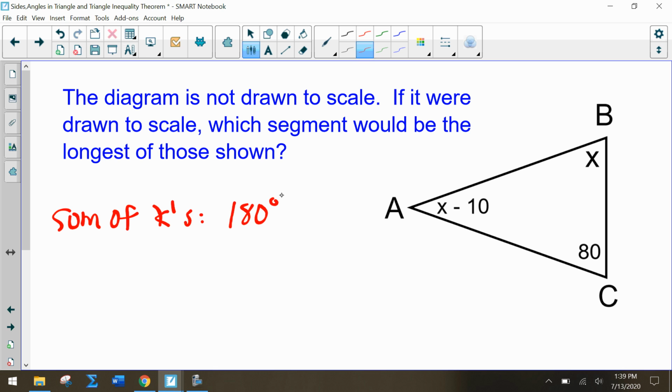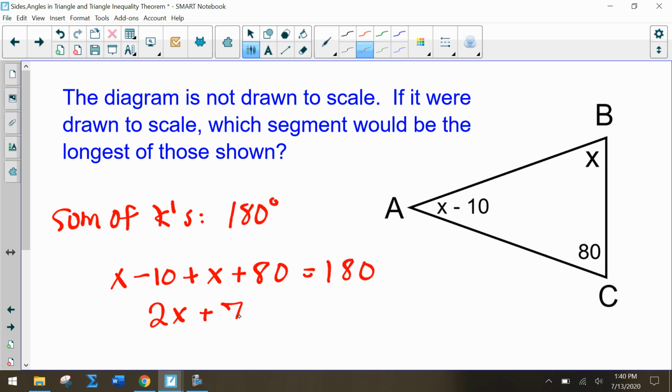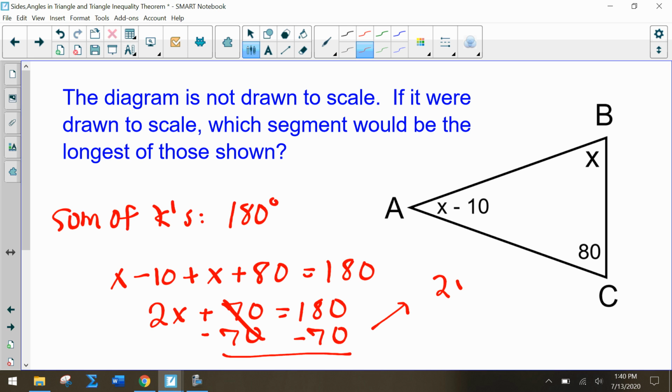So we know that the sum of the angles is 180 degrees. So if we added all of the angles, that should equal 180 degrees. So I have 2x plus 70 equals 180. And this is an equation that we're going to balance and then solve.